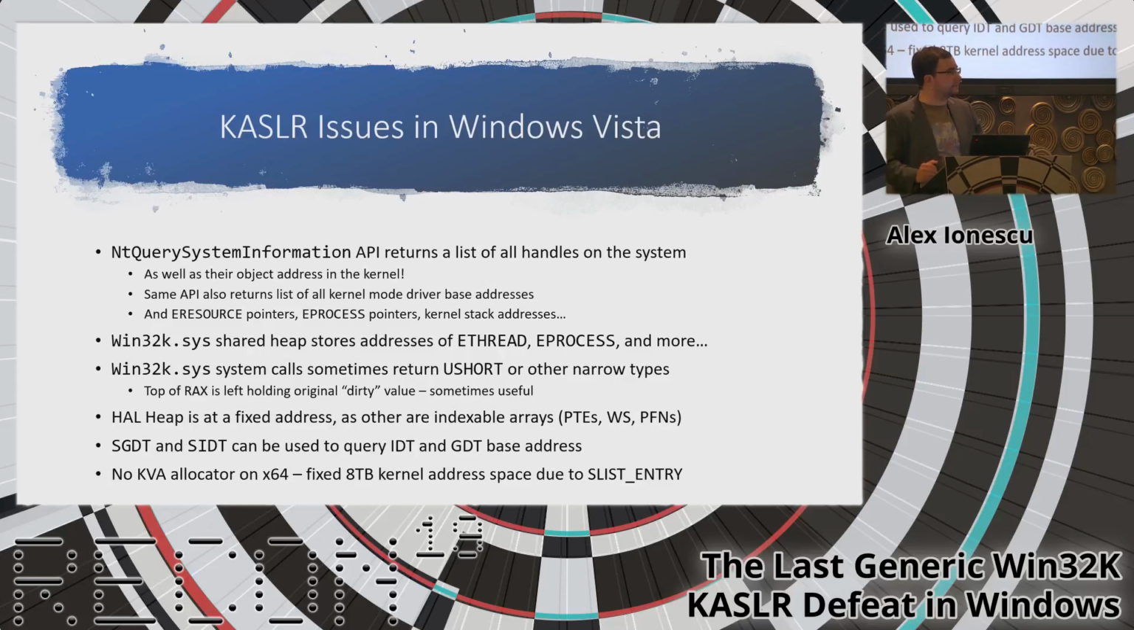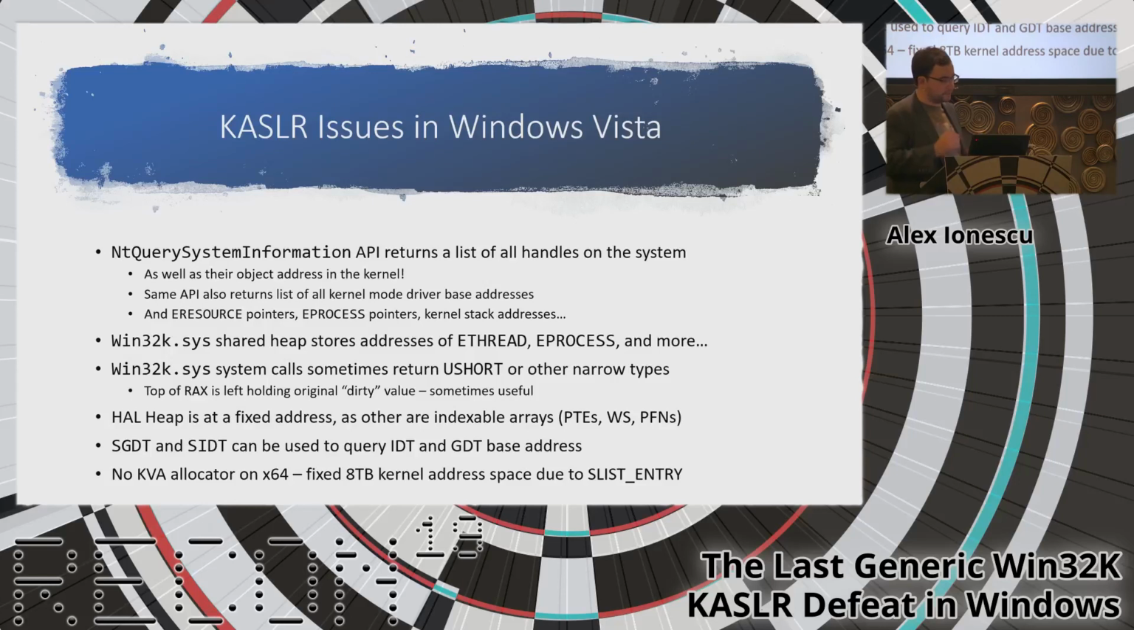And on x64, there is no KVA allocator. On x64, they basically decided, look, we have 8 terabytes of address space, and so we can make large prefix allocations. No one's going to be able to spray them because 8 terabytes is a lot. But it turns out that 8 terabytes doesn't have to be that much.